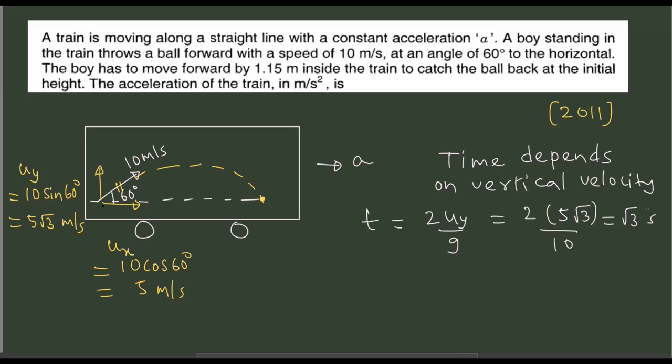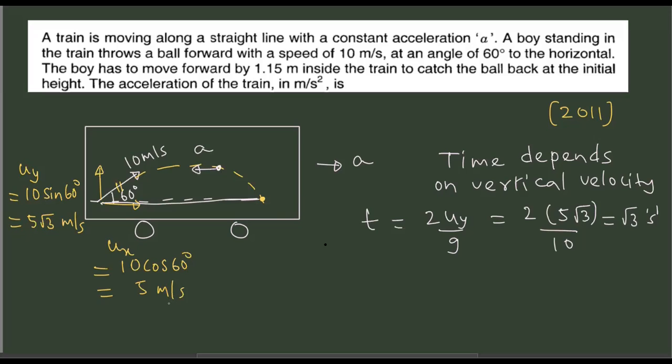Now the displacement is given, but this displacement of 1.15 meters is with respect to the train. If you remember that rocket problem, if there is an observer inside the car, the ball will have an acceleration in the opposite direction. As the ball moves horizontally, it will have an acceleration a in the opposite direction. Abhiram, are you okay with that? Sidhu, are you okay with this idea? With respect to the train, there is an acceleration in the opposite direction.